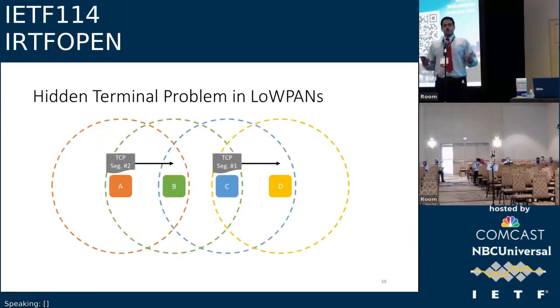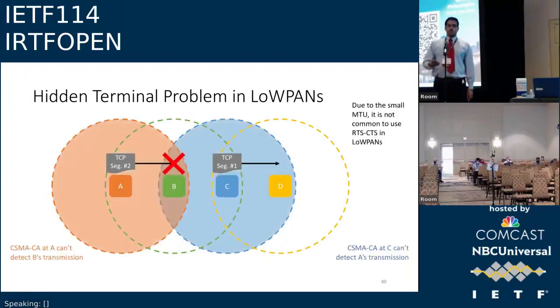So imagine you have four nodes in a line with their transmission ranges shown here. And we want to transmit data from A to D. Now, the nature of TCP is that we have multiple segments in flight at the same time for a single connection. And that's why we have segment one being sent from C to D and segment two being sent from A to B. But unfortunately, this is bad because the wireless ranges are going to overlap at B. So the two packets are going to interfere there. Now, in the context of Wi-Fi, we typically overcome this using a protocol based on RTS and CTS frames that allow us to mitigate the hidden terminal problem in most cases.